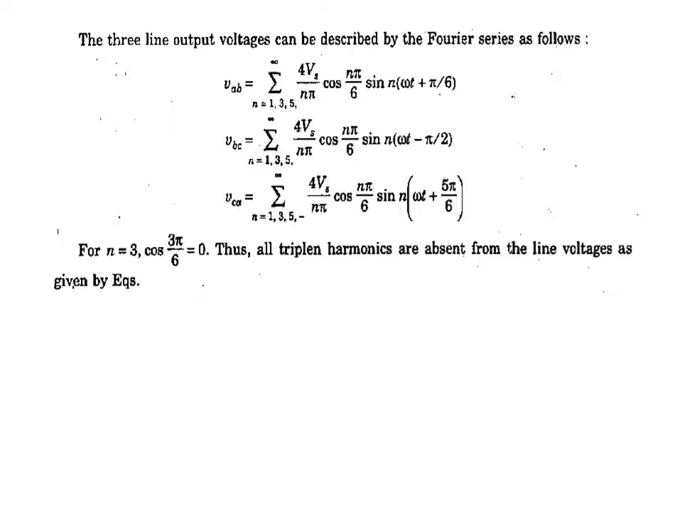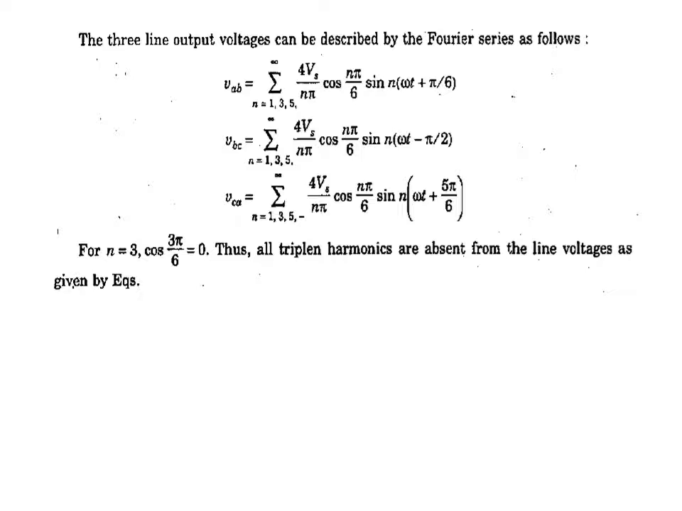Now, using the circuit, we can find out the three line output voltages using the Fourier series, as VAB is equal to summation n equal to 1, 3, 5 up to infinity, 4 Vs divided by n pi, cos n pi by 6, sin(n omega t plus pi by 6).